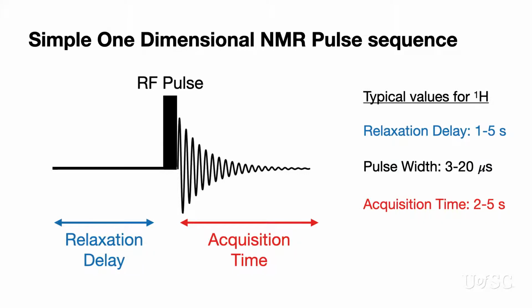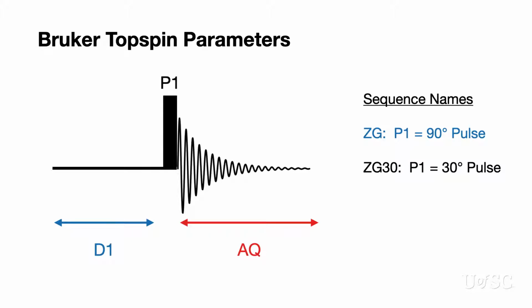For proton experiments, the default relaxation delay is usually set to 1 second, while the acquisition time varies on the facility's instruments from 3 to 5 seconds. The pulse width is usually described by the resulting orientation of the nuclear spin's magnetic vector. Maximum detected signal results with a 90-degree pulse width. The time needed for this is usually around 10 microseconds. This has to be carefully calibrated on each instrument for each nucleus. On our Bruker systems, the parameters Topspin uses for these values are shown here.